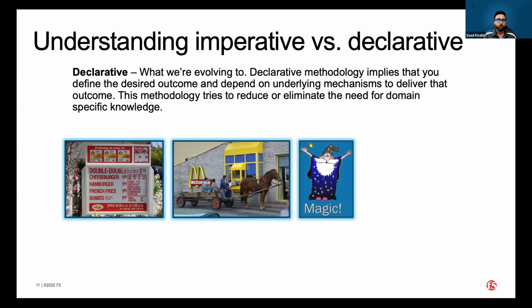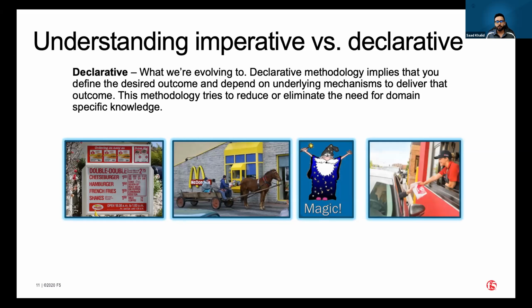Meanwhile, declarative is what we're evolving to, a declarative interface. And if you've worked with CloudFormation templates on AWS or Azure Resource Manager or ARM templates on Azure, you're probably familiar with the declarative interface. Essentially, instead of you telling the system every step of the way what you want, you define in a text-based file, usually a YAML or a JSON file, what end state you want to achieve, and then you let the system figure out how to achieve that end state.